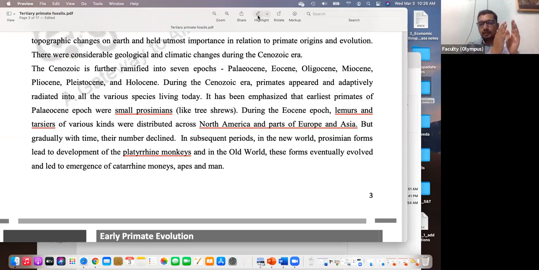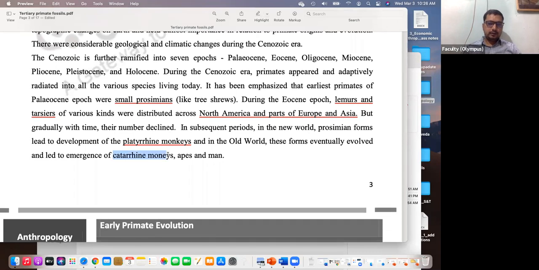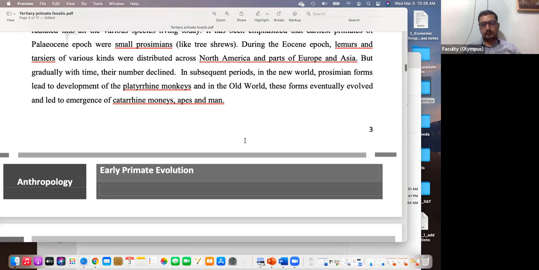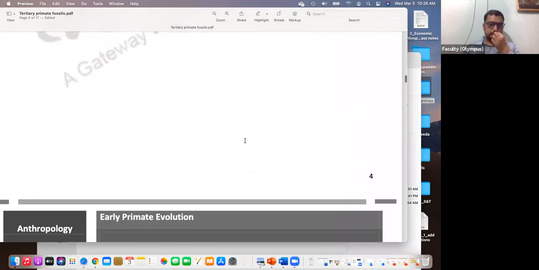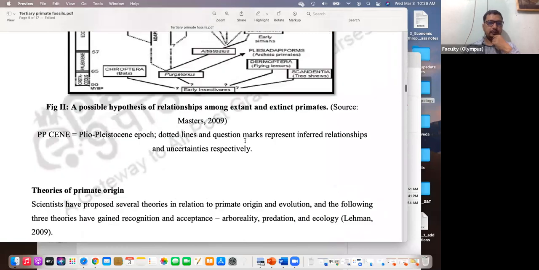So like that, primates slowly evolved within the Cenozoic era, following the dinosaurs' extinction and the explosion of mammals. That is what happened here. Okay. And finally, as I was telling you, apes and humans have slowly evolved from the old world monkeys. This is what we see. So the geological time scale we already covered.